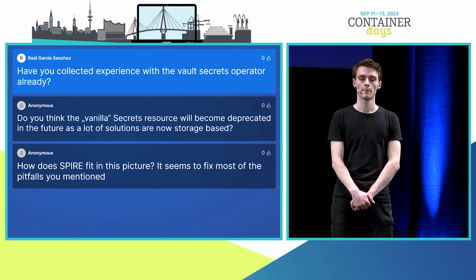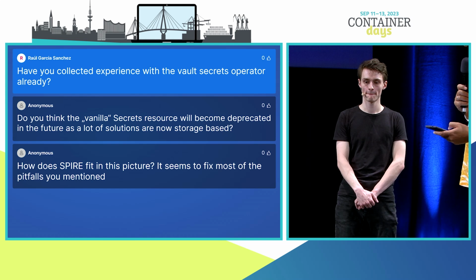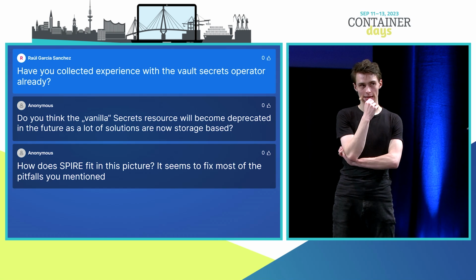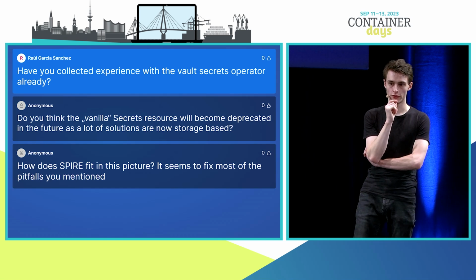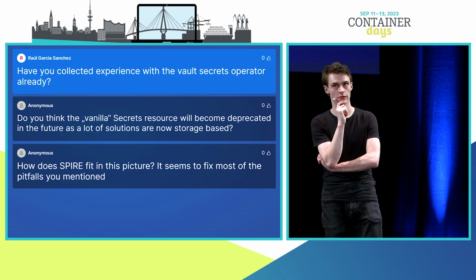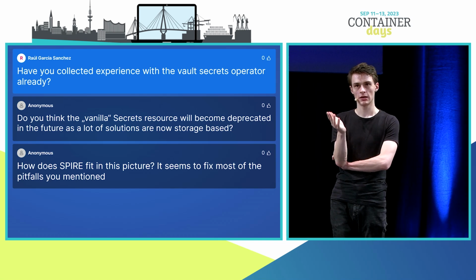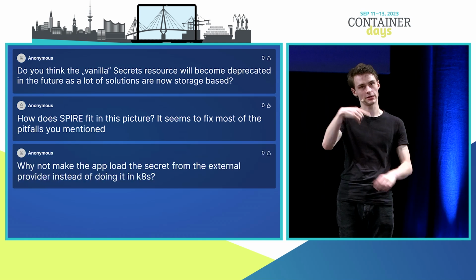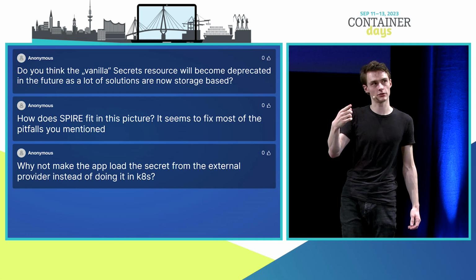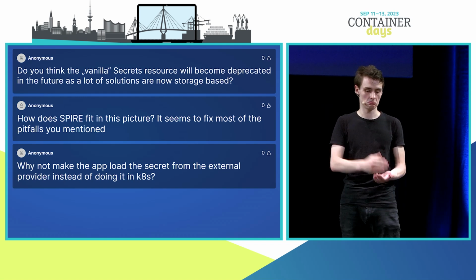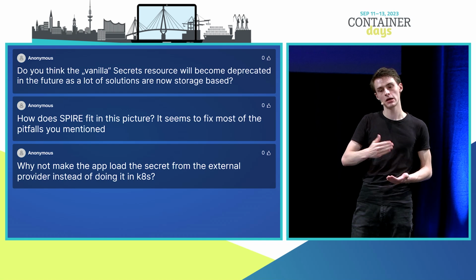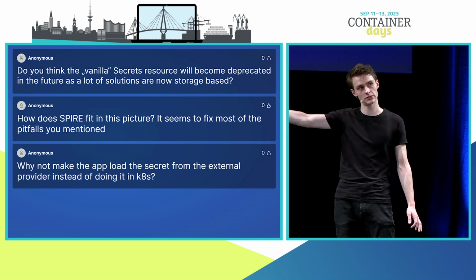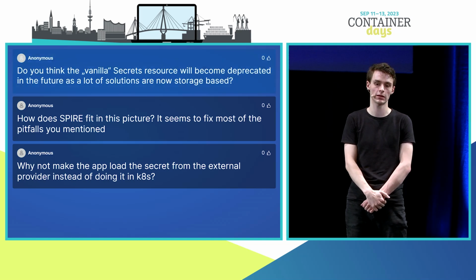Do you think the vanilla Secrets resource will become deprecated in the future, as a lot of solutions are on our storage base? Very good question. I personally do not think that will happen, because for a lot of things it is absolutely sufficient. If you do not require any transport security, especially if you're running in your cluster and you expect that your cluster is not hostile to you, you can encrypt the etcd on disk and still use normal secrets. It's just a problem when you try to move across cluster boundaries. So I don't think they will be deprecated at all.